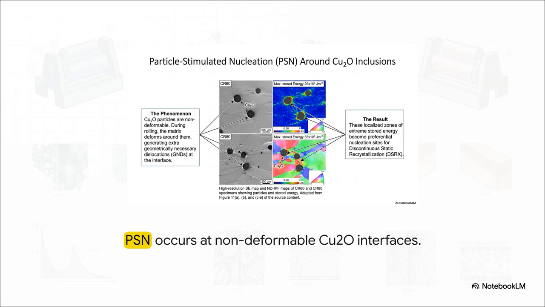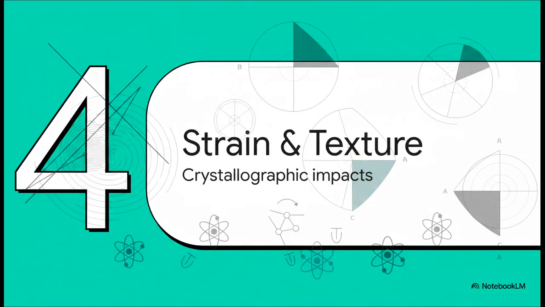Now, we really need to zoom in on these tiny dark spots. These are non-deformable copper oxide particles scattered right within the matrix. During cryogenic rolling, the copper matrix is deforming intensely all around these rigid little particles, which generates a massive buildup of geometrically necessary dislocations. Basically, these oxides act like highly active trigger sites for particle-stimulated nucleation. The stored energy right at these interfaces is just off the charts, making them the absolute perfect breeding ground for new grains.